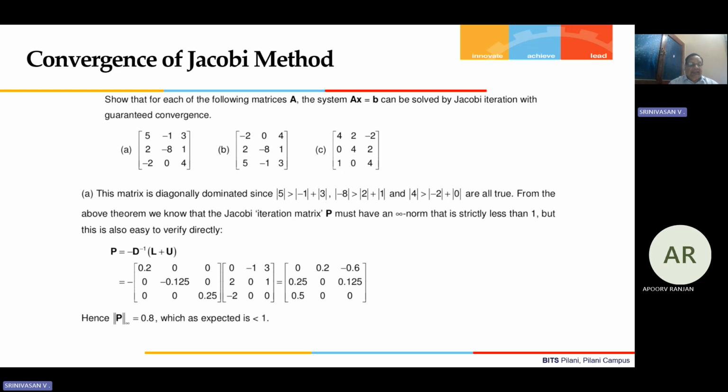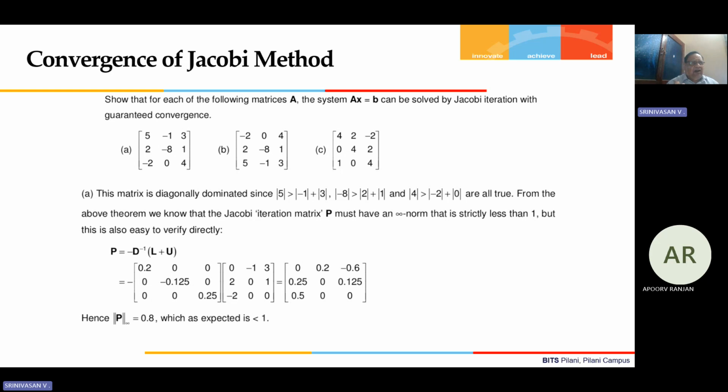So you take norm P. Here, remember, for convergence of the Gauss-Seidel method you take norm C suffix 2. For convergence of the Jacobi method you take norm P suffix infinity. That way you have to remember. P and C are just notation. C is minus of I plus L inverse into U in the Gauss-Seidel case. In the Gauss-Jacobi case, P is minus D inverse into L plus U.